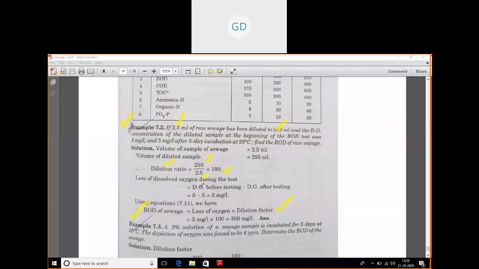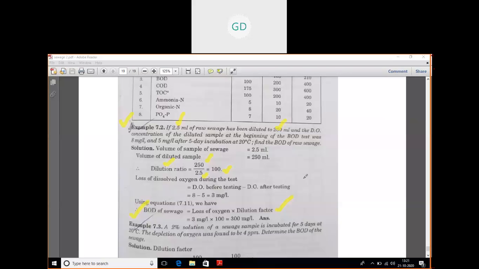So now we need to find out the loss of oxygen. How do you find the loss of dissolved oxygen? You have to subtract the dissolved oxygen before the test and after the test. When you do the test, you are keeping the sewage sample in the incubator for 5 days at 20 degrees Celsius. Before the test, obviously the DO content will be more. After you incubate it and it has lost its DO, obviously the DO content after the incubation period will be somewhat less than before.